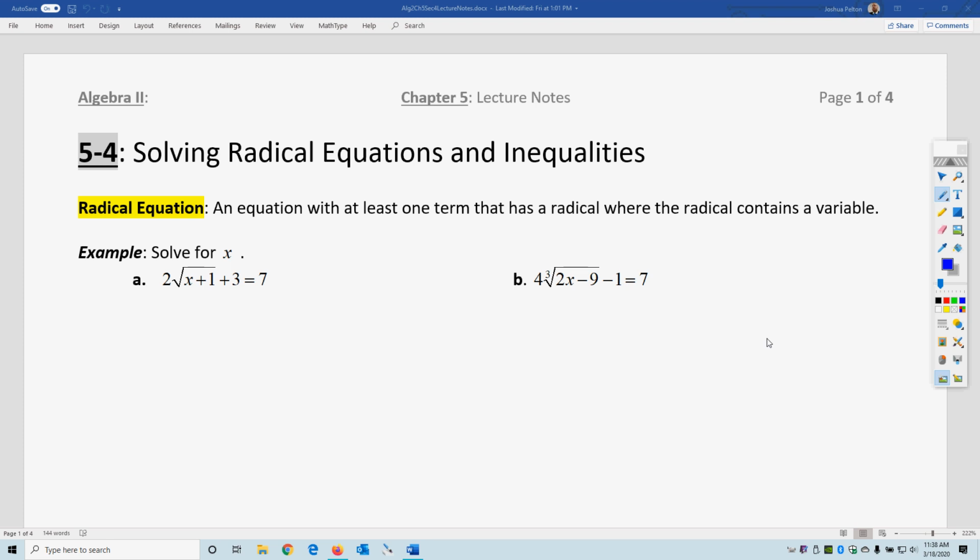Professor Peldon. This is Algebra 2, Chapter 5, Section 4, Solving Radical Equations and Inequalities. Inequalities will be on page 4.